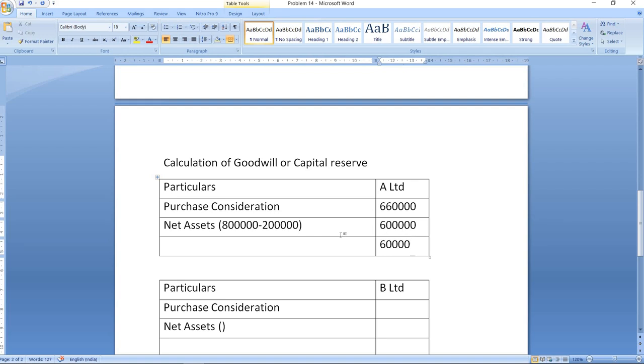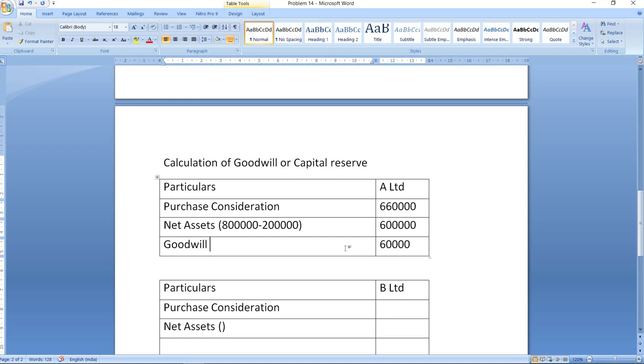Now we have to decide whether this is goodwill or capital reserve. Now how to decide whether it is goodwill or capital reserve? So we have to look at the purchase consideration. Purchase consideration is 6,60,000 and the net assets are 6 lakhs. So here the purchase price is more than the net assets. When the purchase price is more than the net assets, then it will be called as goodwill. So this is goodwill for A Limited.